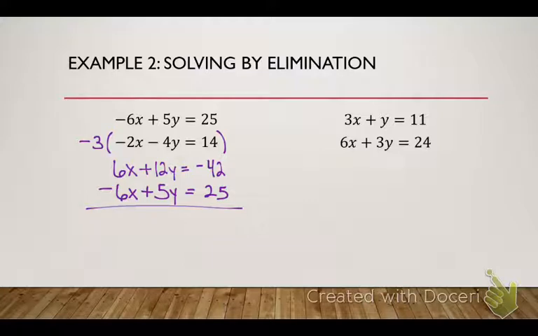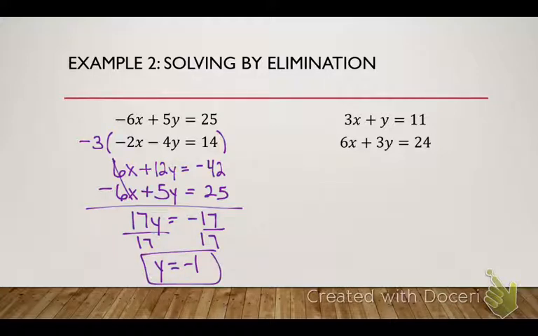All right. Okay, so go ahead and eliminate and solve for y. Okay, so my x's cancel, and I get 17y equals negative 17. Divide by 17, and y equals negative 1. All right, who got negative 1? Okay. All right, so now that y equals negative 1, what do I do with that? What do I do with it, guys? Plug it back in. Okay, very good.